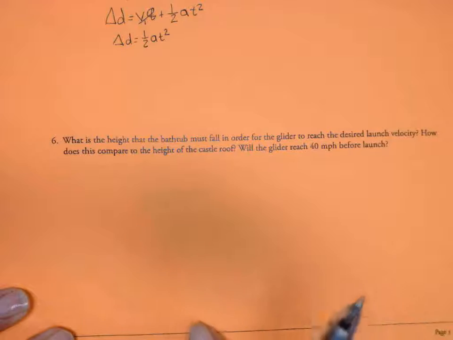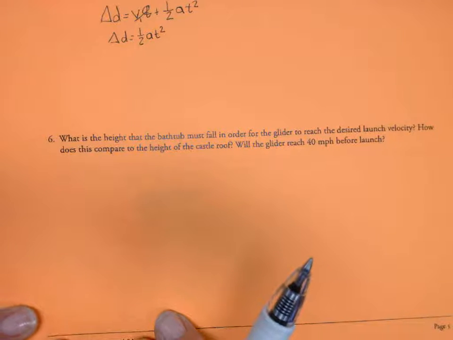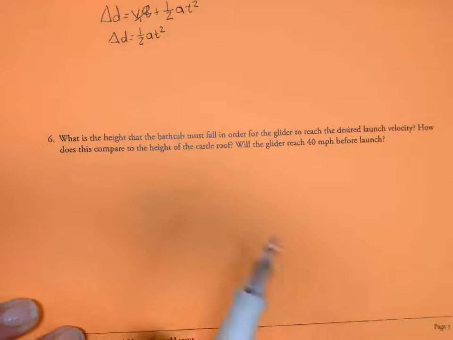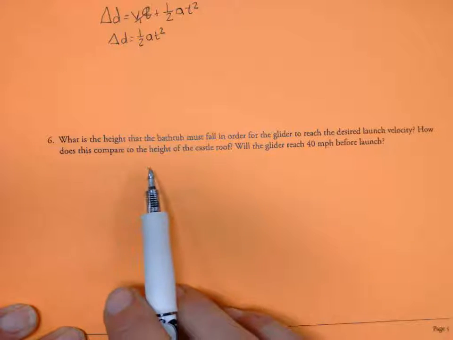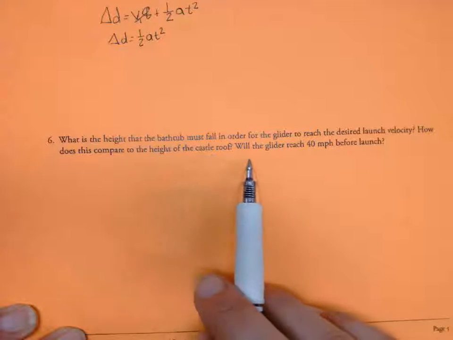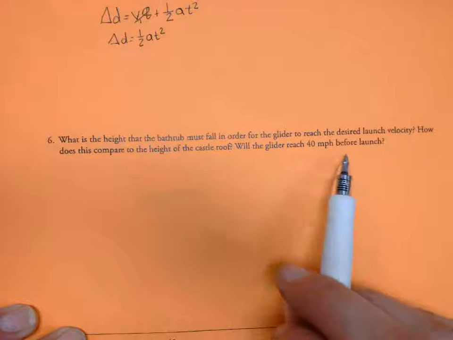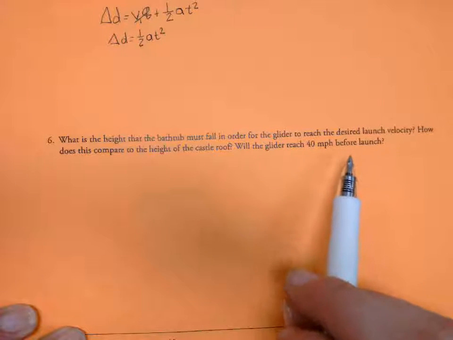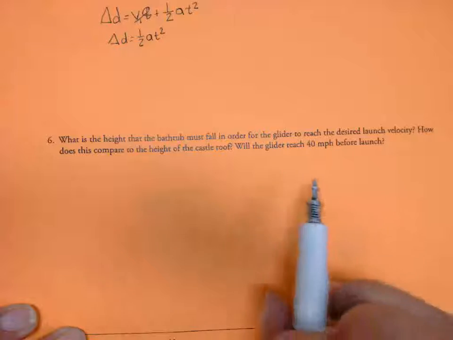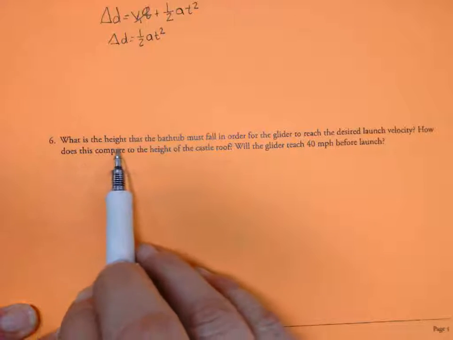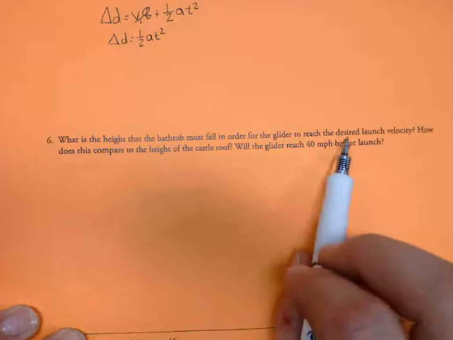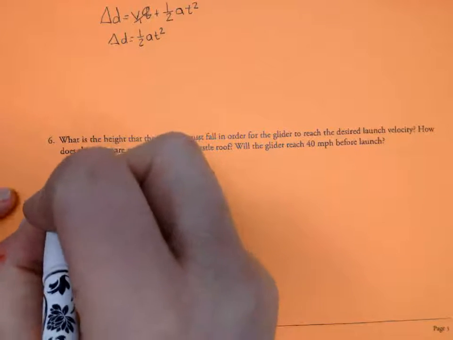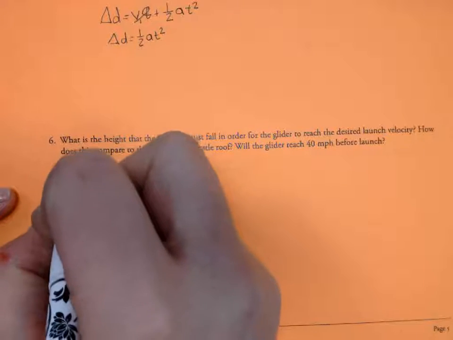Number 6. What is the height that the bathtub must fall in order for the glider to reach the desired launch velocity? How does this compare to the height of the castle roof? Will the glider reach 40 miles per hour before the launch? So let's dissect this and do this one little bit at a time. Let's start with what is the height that the bathtub must fall in order for the glider to reach the desired launch velocity? So what is the desired launch velocity?